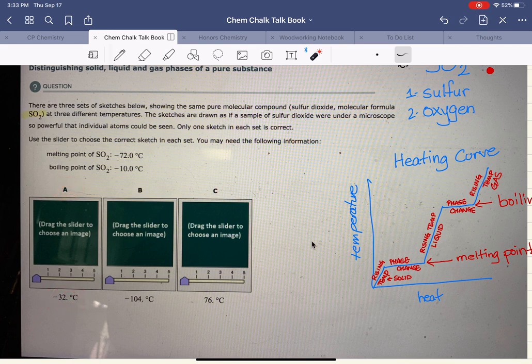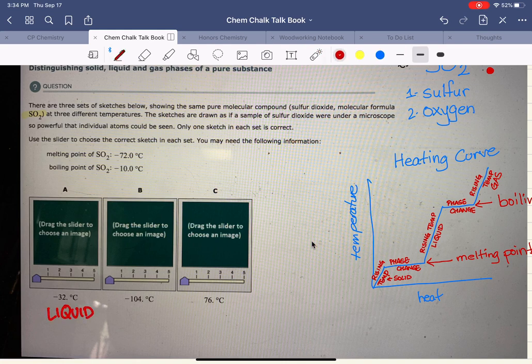We have to ask ourselves, where would this fall? If on our graph this was our melting point, and this was our boiling point, well, where does negative 32 fall within that? Is it lower than the melting point? Is it in between the melting and boiling point? Or is it higher than the boiling temperature? Well, negative 32 falls in between the numbers -10 and -72. Therefore, this sample must be a liquid.